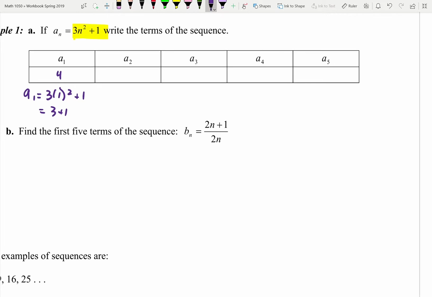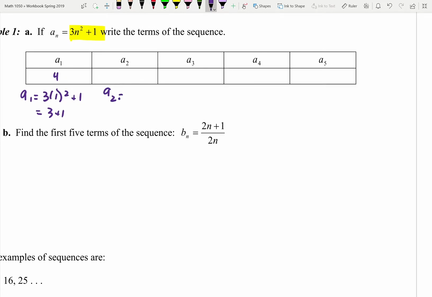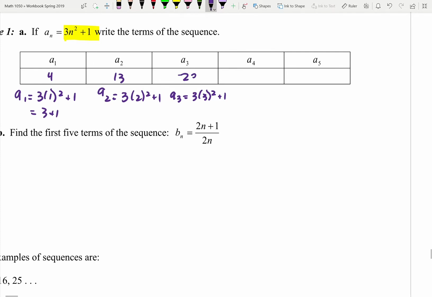So this one right here, a sub 2 is 3 times 2 squared plus 1. 2 squared is 4. 4 times 3 is 12. 12 plus 1 is 13. Put it in your calculator if you want to. Next one, a sub 3 is 3 times 3 squared plus 1. 3 squared is 9. 9 times 3 is 27. 27 plus 1 is 28.